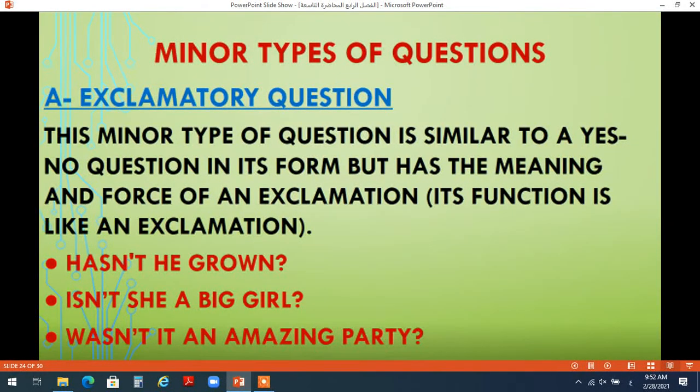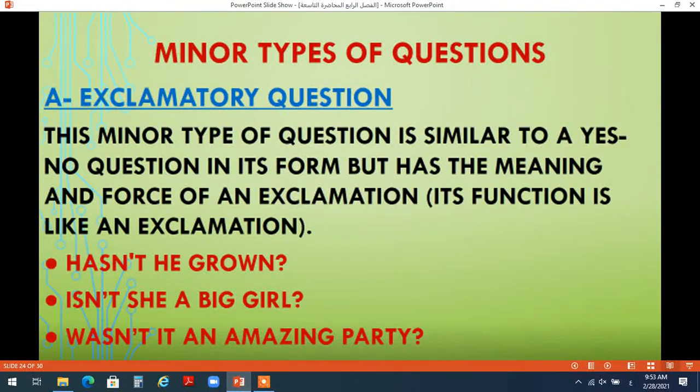This is called an exclamatory question. For example, hasn't he grown? As you see here, the same rule as the yes-no question applies: we start the question with the auxiliary verb has, and here the sentence is negative, so we use the negative particle not.